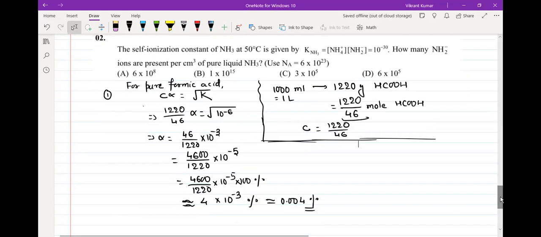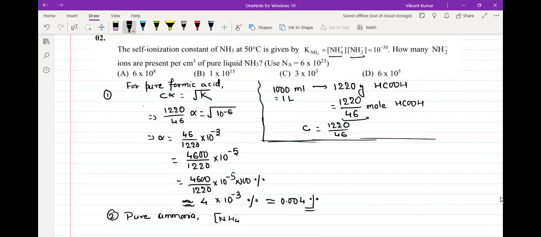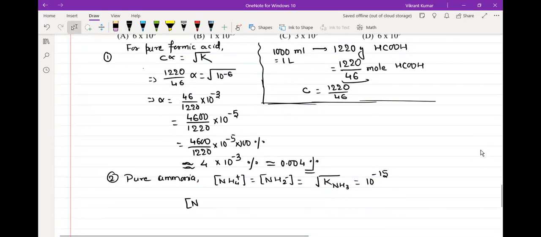Okay, second one. Enough time given. We are talking about pure ammonia, and that's why these two ions, NH4 plus and NH2 minus, will be equal. Hai na? So, for pure NH3 or pure ammonia, we'll write this NH4 plus and like H plus was equal to OH minus. Hai na? So, these two ions are going to be equal, and if they are equal, they will be equal to under root this K of NH3, है ना? And that's why we can write this will be equal to 10 raised to minus 50, which means it is giving you the molarity of NH2 minus in pure ammonia. In pure ammonia, molarity of this is 10 raised to minus 50.